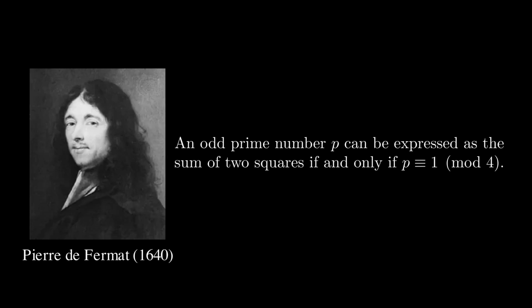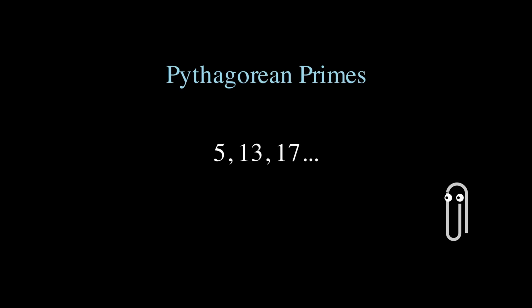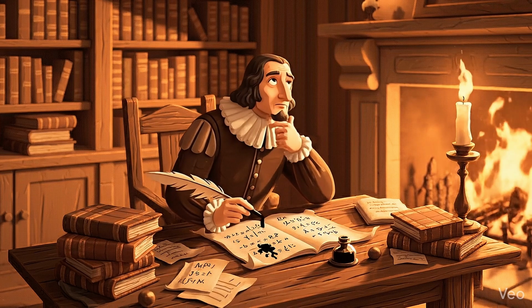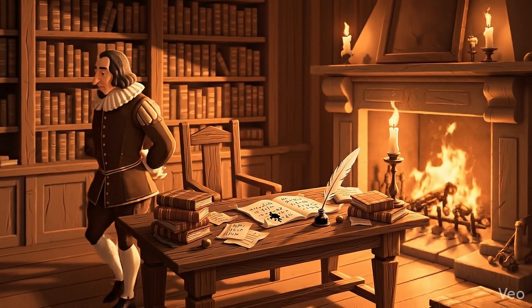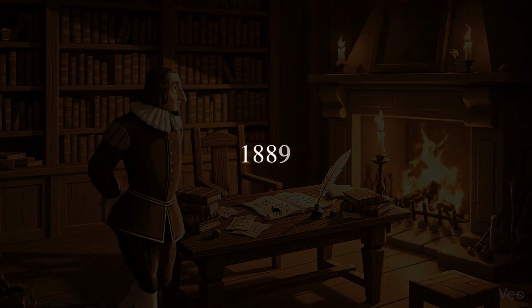The prime numbers for which this is true are called Pythagorean primes. For example, 5, 13, 17, and so on. He did not publish a formal proof for this, but in the coming years there were some great explanations trying to generalize this theorem. In the year 1889, Hermann Minkowski, a mathematician and a professor at Zurich, gave a very nice geometrical explanation for this observation.